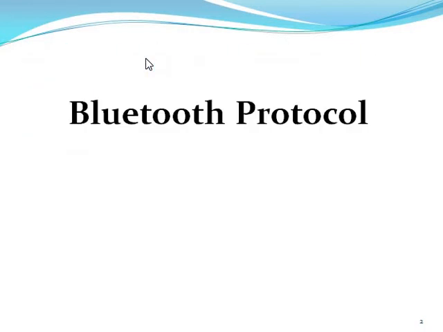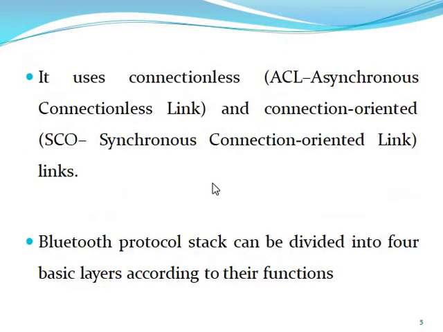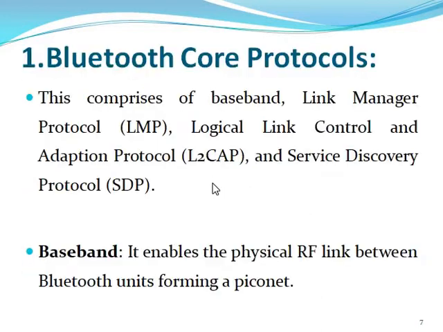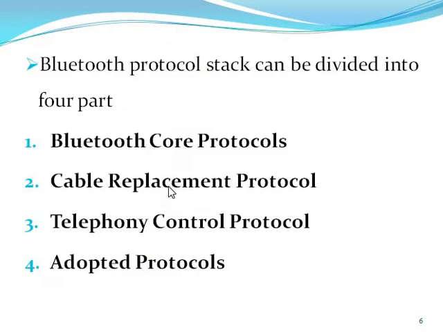What is the Bluetooth protocol stack? Bluetooth is used mostly for short-range wireless communication and data transmission. Now we can show the architecture. This is the architecture of the Bluetooth protocol stack. So how many protocols are used in the protocol stack? There are four protocols used in Bluetooth. First is the Bluetooth core protocol, second is the cable replacement protocol, third is the telephony control protocol, and fourth is the adopted protocol.